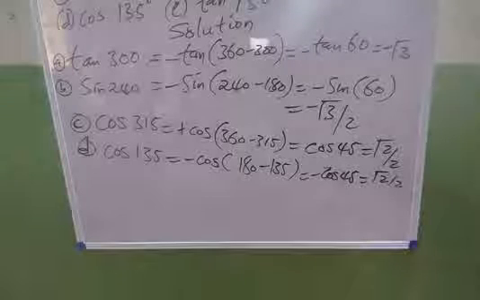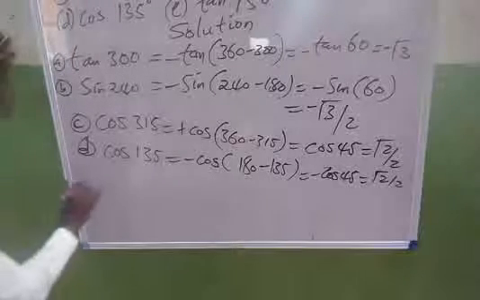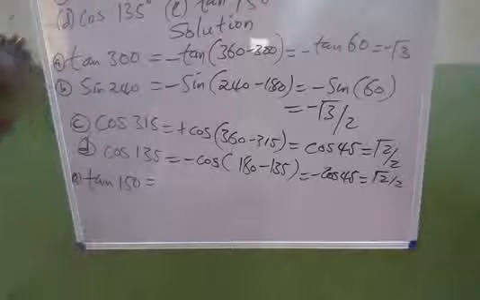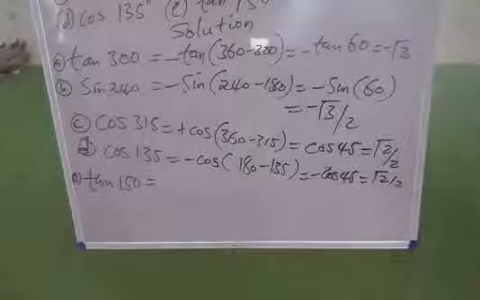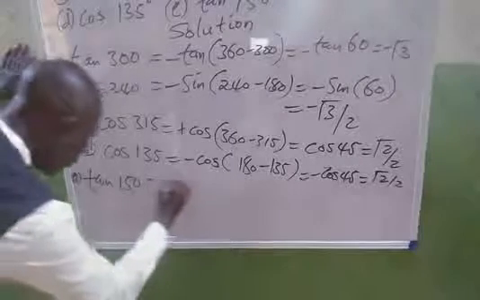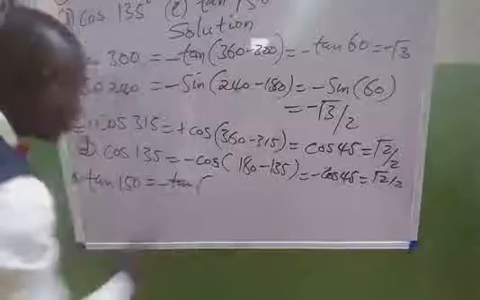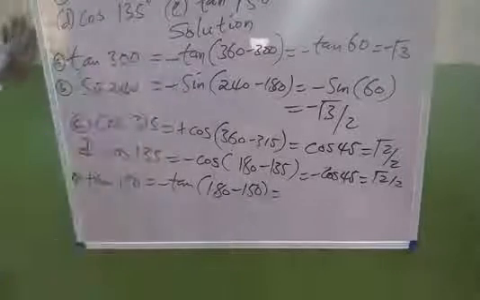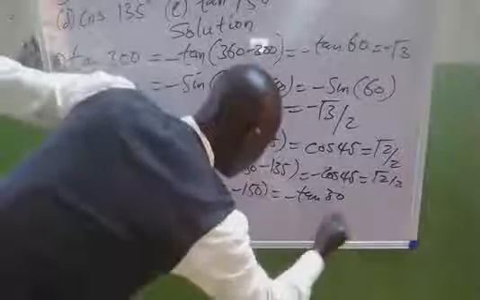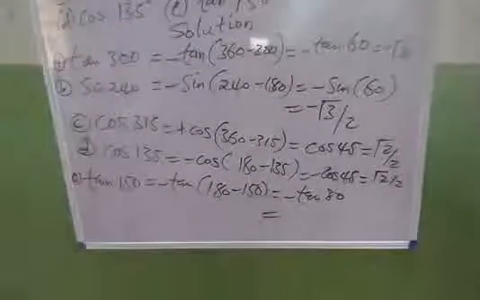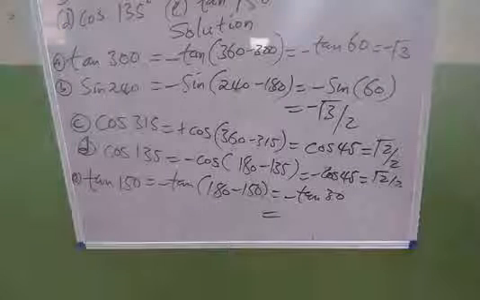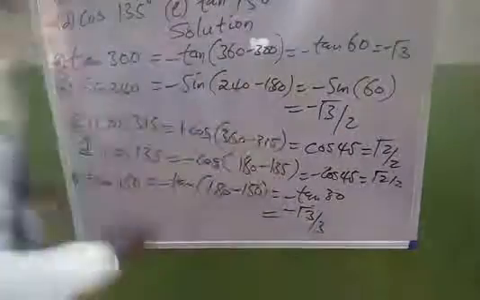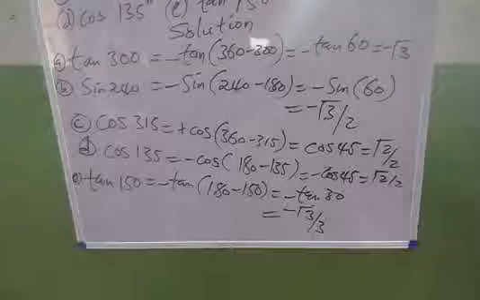Then lastly, we have tan 150. Tan 150, this is E. Tan is negative in the second quadrant. 150 is in the second quadrant. That will be minus tan of 180 minus 150, which is equal to minus tan 30 degrees. So tan 30 degrees is root 3 over what? Over 3. This is minus root 3 over 3.